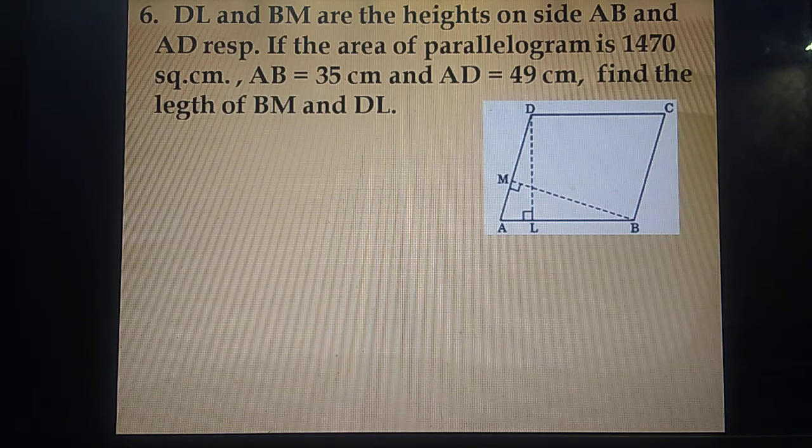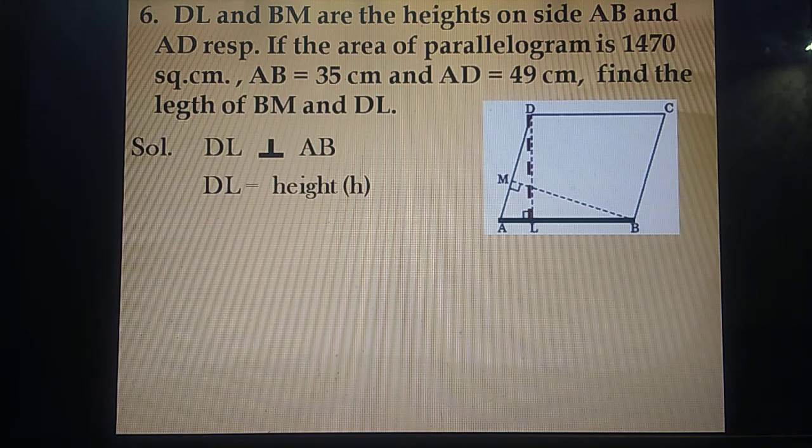Next, for the same figure, we are supposed to find DL. Here DL is again making 90 degrees on AB. As DL is perpendicular to AB, DL is making 90 degrees, so it's a height. It is falling on AB, so it's a base.